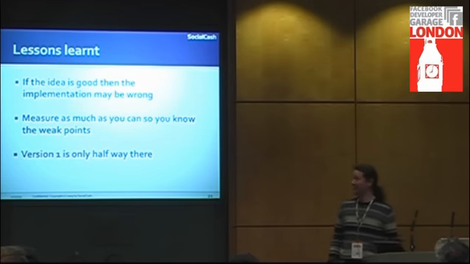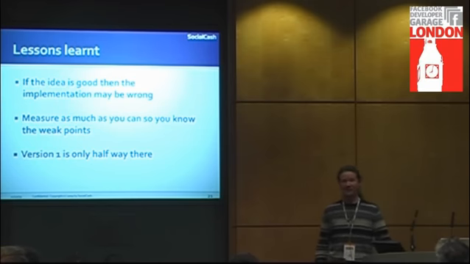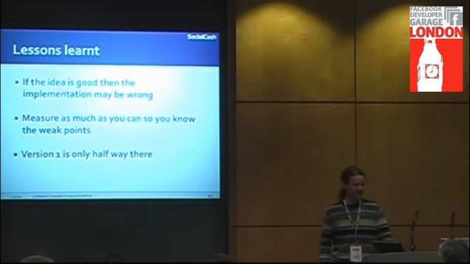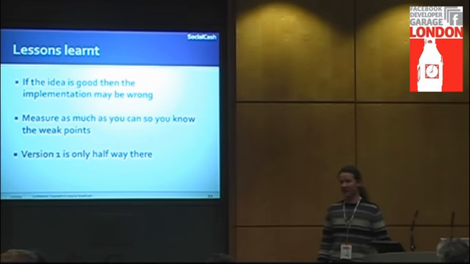So the lessons I learned from this: the idea might be good. It isn't always good, but it might be good enough, and the implementation might be wrong. And there might be some very small points that you can change to get users using an app again. Measure as much as you can so you know the weak points. I was measuring people who clicked on the ads, people who converted to app users, and then how many games they played. I was also measuring some feed stories.